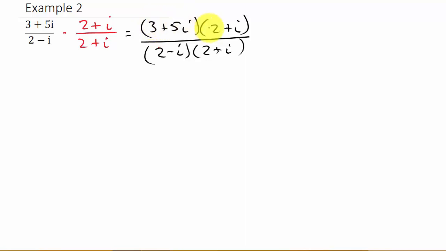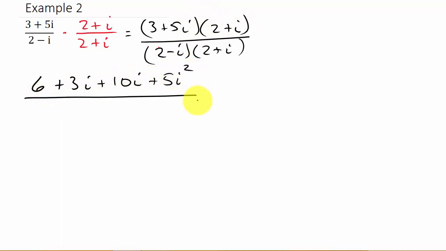Alright, so multiply the first, so that's 6. Multiply the outside, so that's 3i. Multiply the inside, 10i, and multiply the last, plus 5i squared, over, and remember, I've got a minus bi times a plus bi. So in this case, a is 2, so that's 2 squared, plus, now what's b? Well, remember, b is the number in front of i, and it's understood to be a 1, so b is 1, so plus 1 squared.